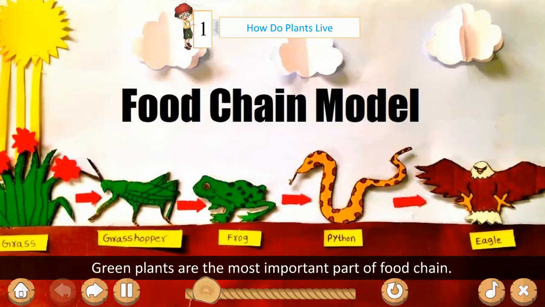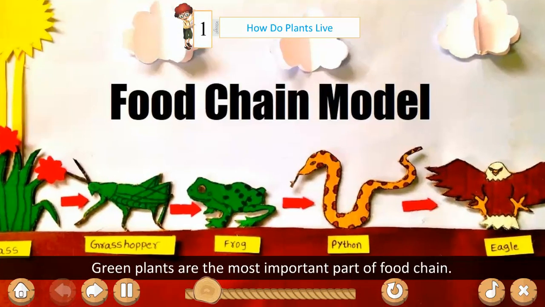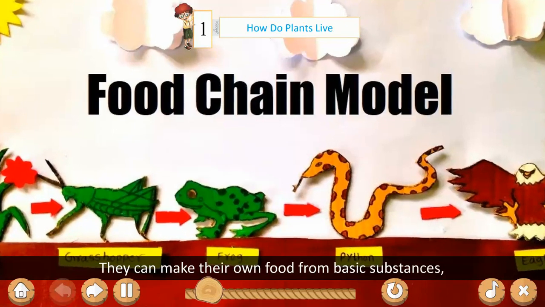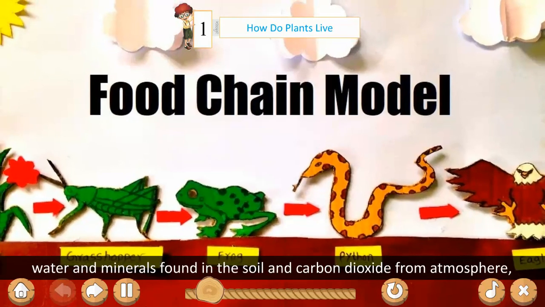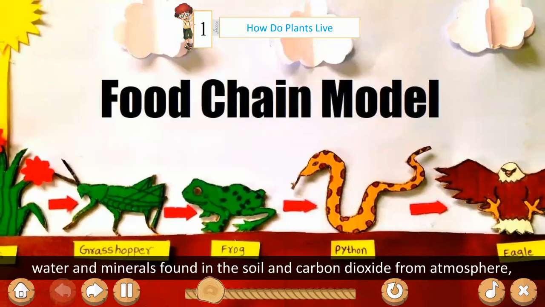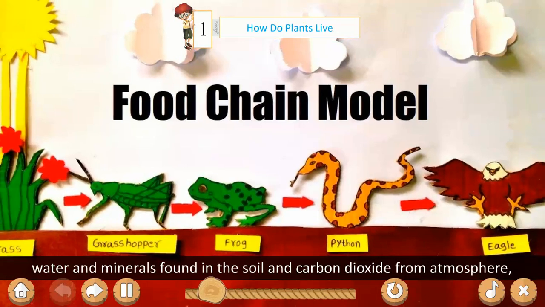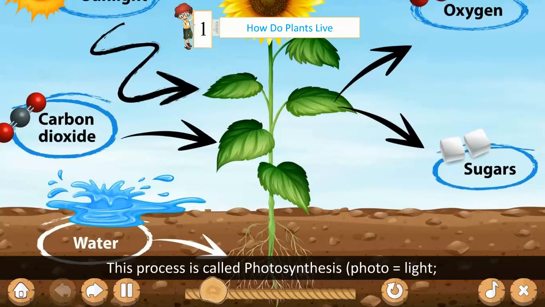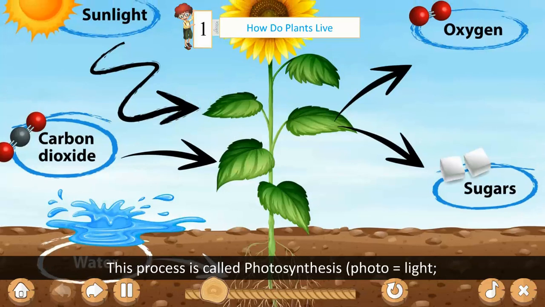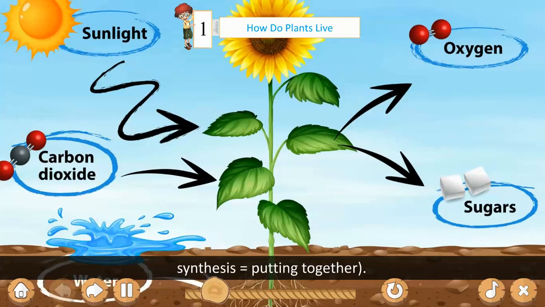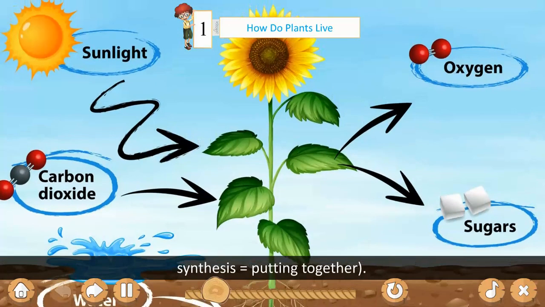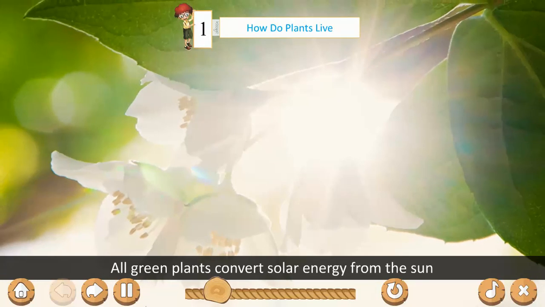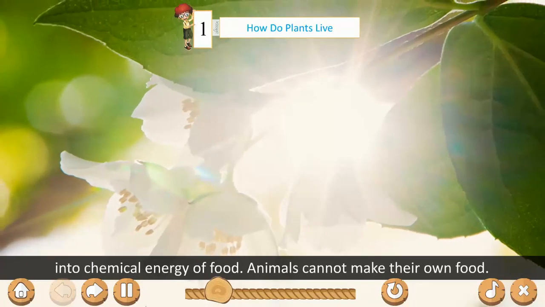Green plants are the most important part of the food chain. They can make their own food from basic substances, water and minerals found in the soil and carbon dioxide from the atmosphere, in the presence of sunlight. This process is called photosynthesis. Photo equals light, synthesis equals putting together. All green plants convert solar energy from the sun into chemical energy of food.